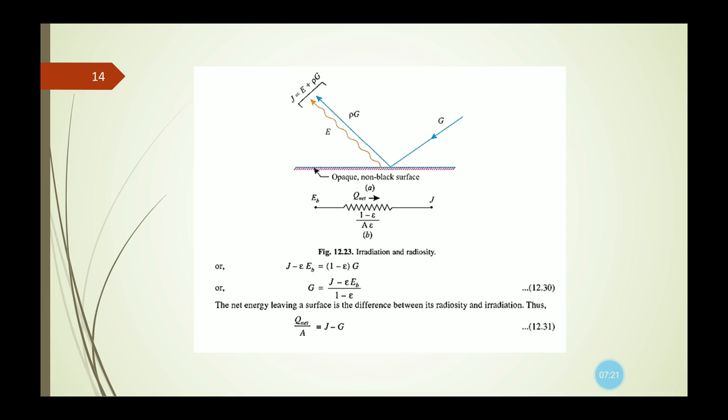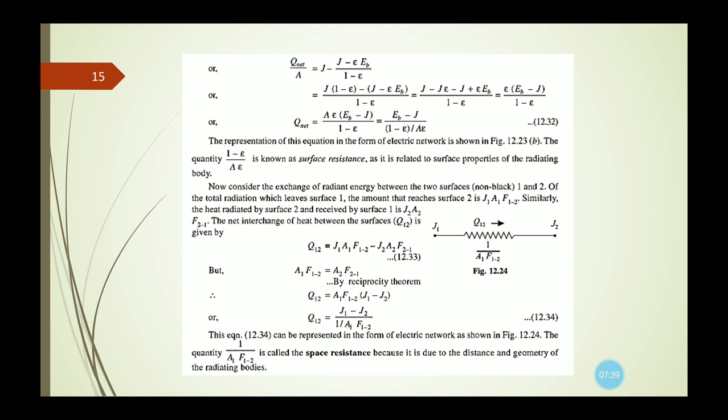So if the net energy leaving a surface is the difference between the radiosity and irradiation, in that case Q net divided by area equals the radiosity minus the incident radiation or irradiation, that is J minus capital G. If we put the formula of capital G here, then after some steps we get Q net equals EB minus J divided by (1 minus epsilon) divided by A epsilon, that is equation number 12.32.